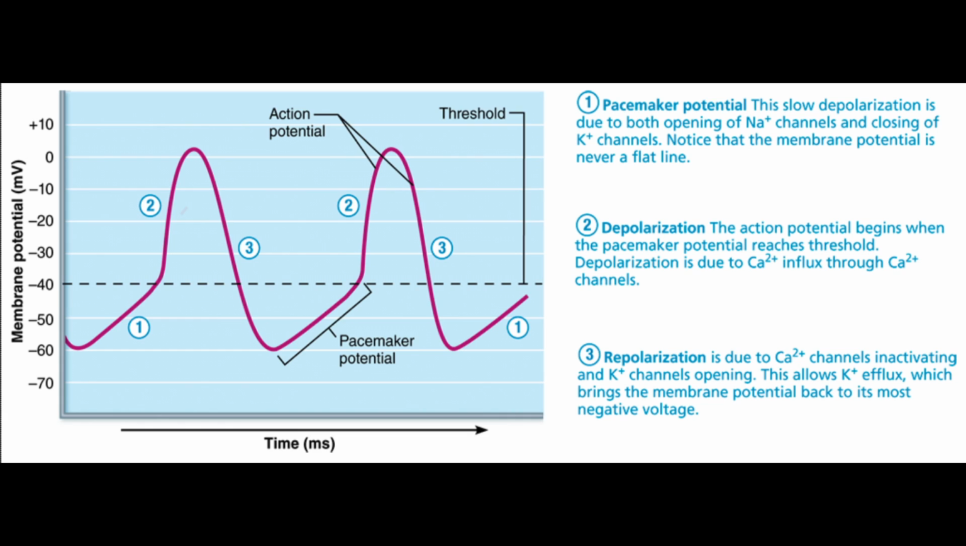Finally, repolarization occurs when the calcium channels close and potassium channels open, causing potassium to leave the cell and causing the membrane to become more negative. This continues until the potential reaches negative 60 millivolts, when the sodium channels open once again and the pacemaker potential part of the action potential begins, causing the cycle to repeat itself.